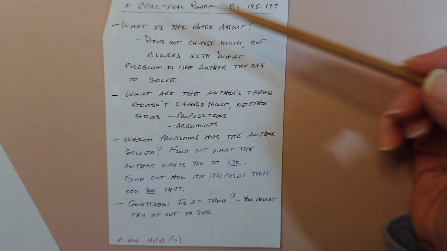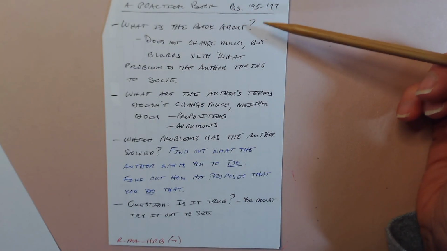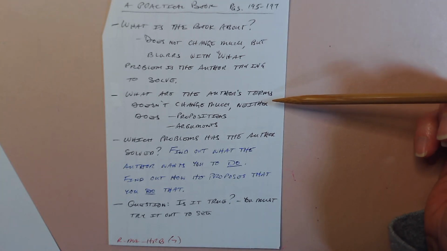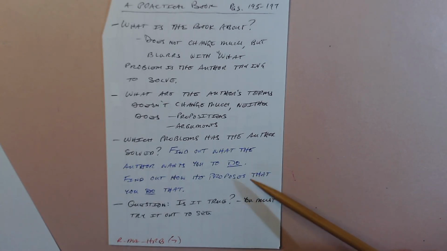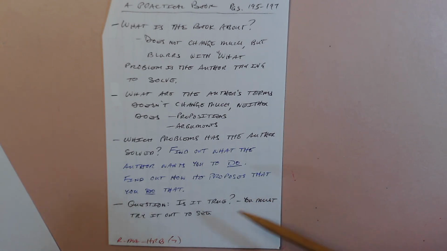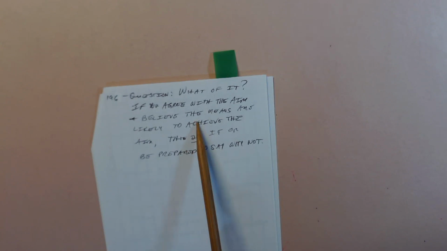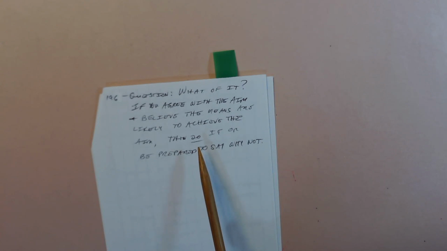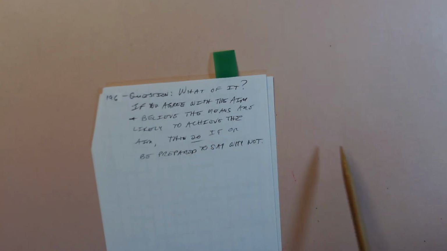And so I want to be useful to as many people as possible, so I very much am in agreement with his ends. So Adler goes on to say that for a practical book, what the book is about doesn't change much, the author's terms don't change very much, and the problem that the author solved, well, for that you have to find out what the author wants you to do. Find out how he proposes that you do that. In other words, to answer the question, is it true, you must try it out to see. If you agree with the author's aim and you believe that the means the author has presented are likely to achieve the aim, then do it, or be prepared to say why not.